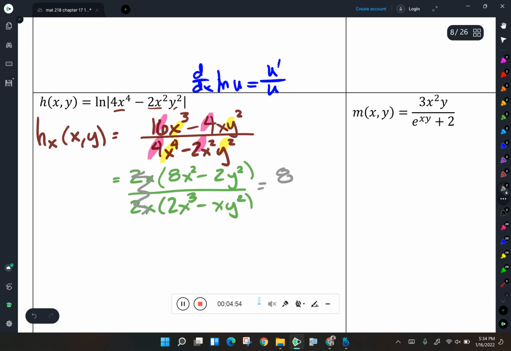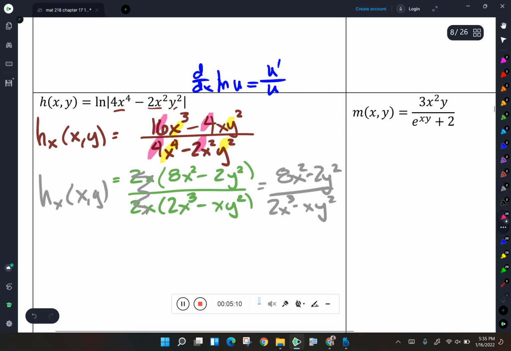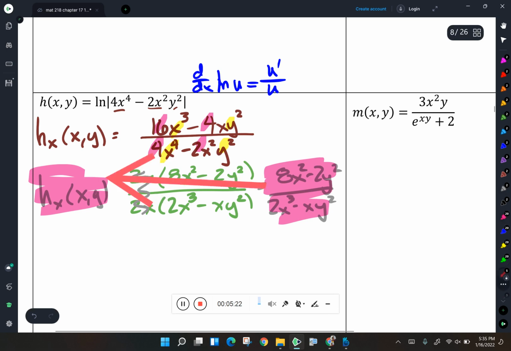And I get (8x squared minus 2y squared) over (2x cubed minus xy squared). And there's nothing more I'll do with that, so I'll make sure it's properly labeled. The reason I keep highlighting making sure it's properly labeled is there are two partial derivatives here. So I have to make sure that when I see this one on my page, I know that it's linked in some way to the fact that it is the partial with respect to x and not the partial with respect to y.